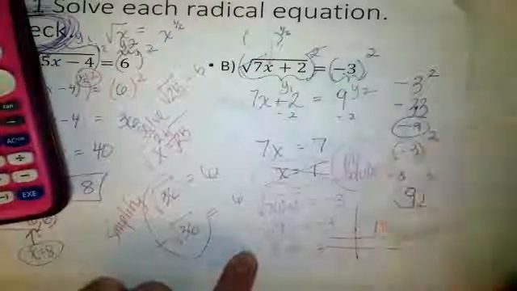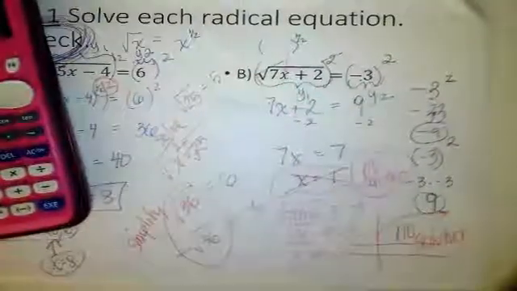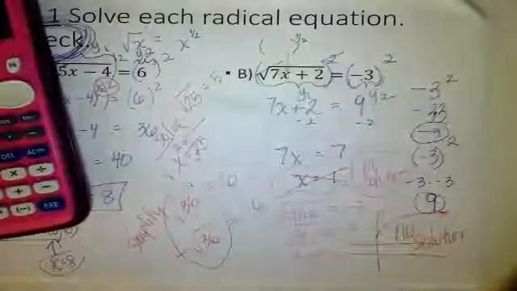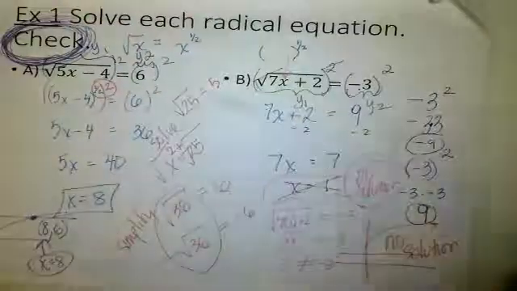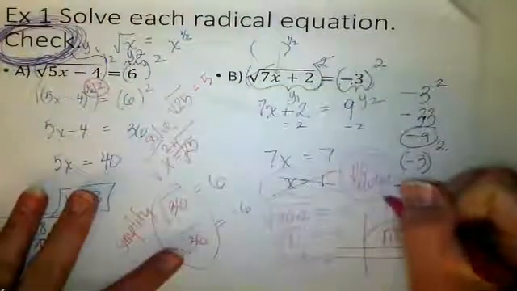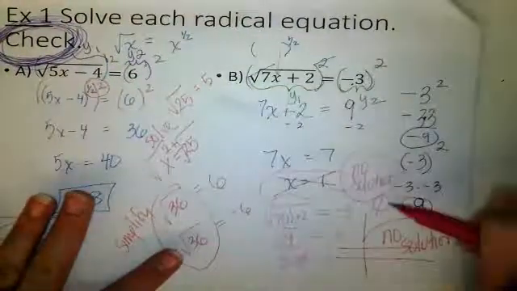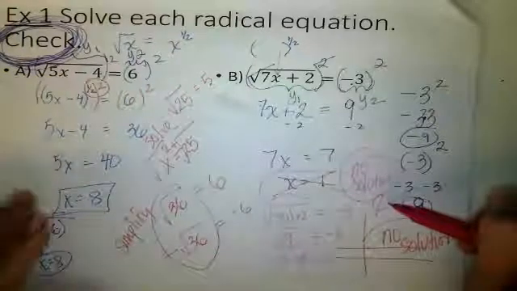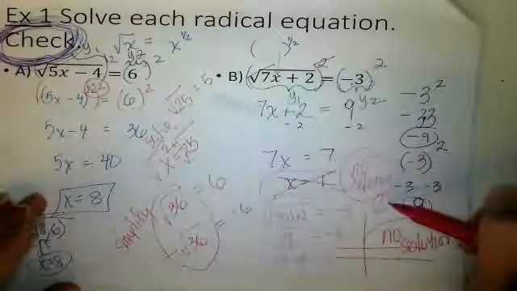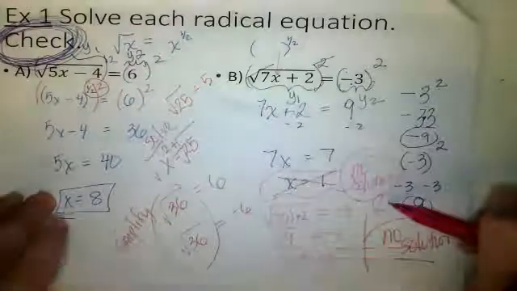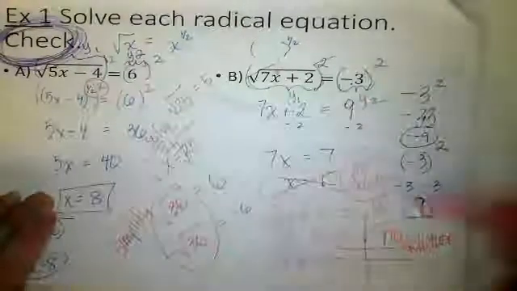No solution, false solution, same thing. Your book gives set notation. This symbol is the empty set. There are no solutions in the set. It's empty.